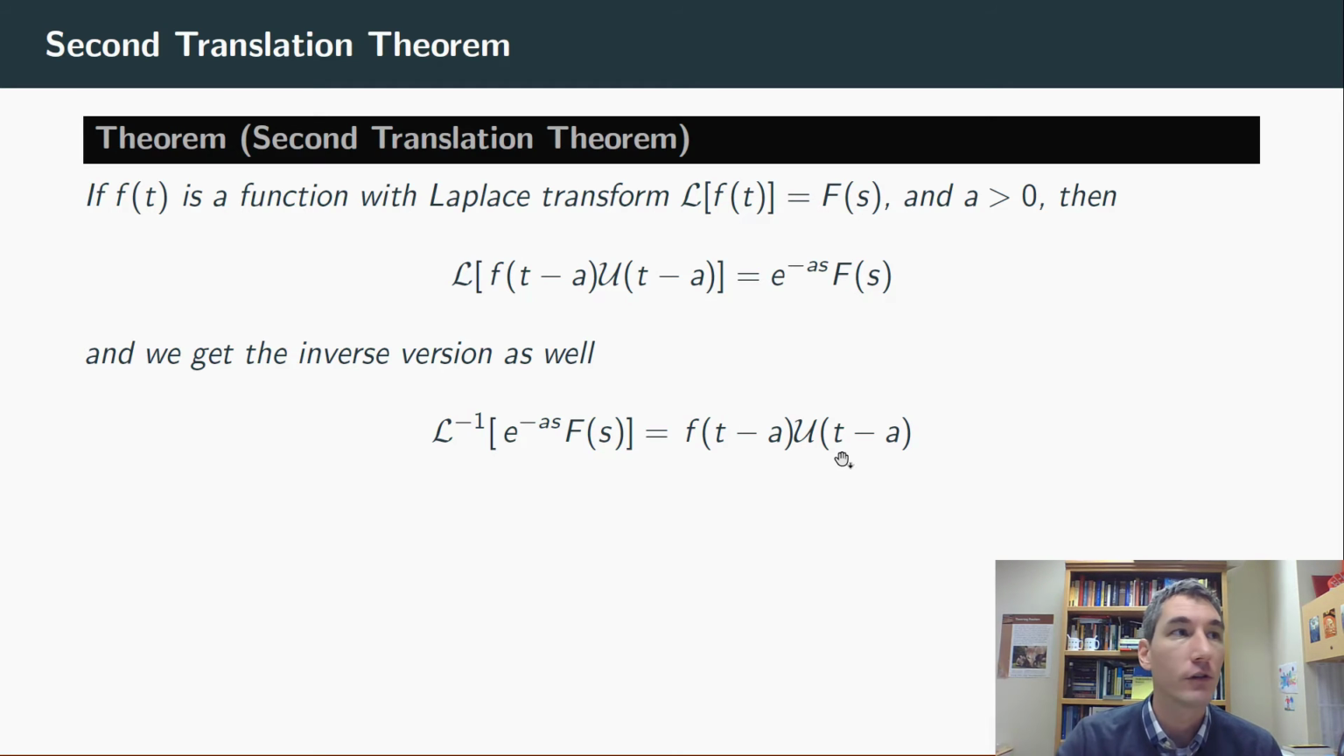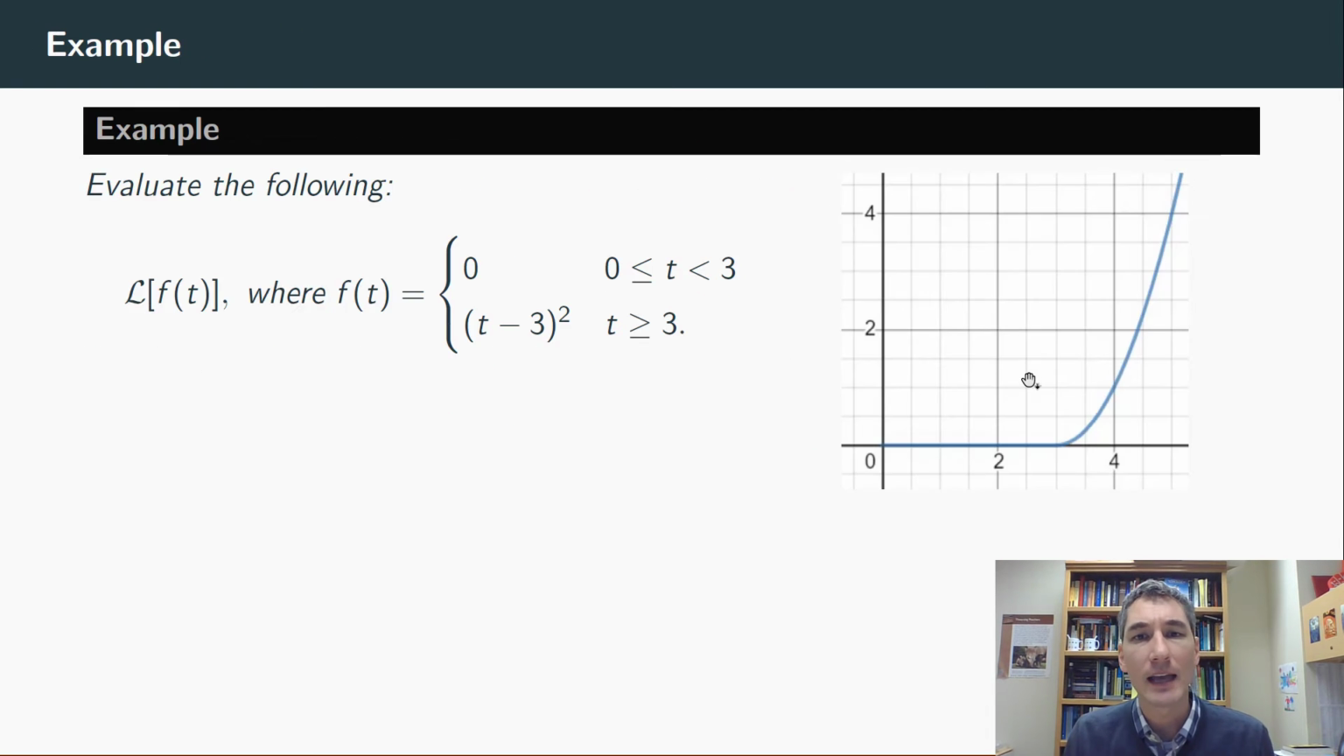It has to do with when you have some function that's turning on. Well, that's kind of like doing a change of variables in the integral, which shifts the integral over, and then you get this minus e to the minus as term popping out. So you can prove this if you want to go through all the details. It's a bunch of change of variables in the integral, but it can be done. Let's see it in action with an example here.